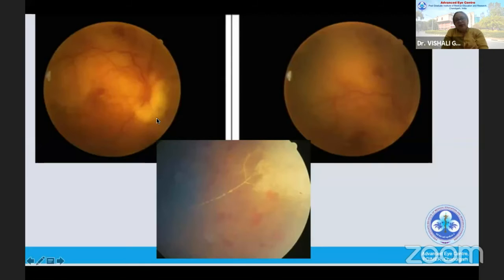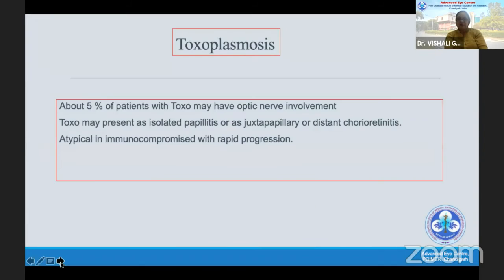So, anytime you see a disc which doesn't appear just simply swollen, you are seeing some whitish infiltrates, yellowish white, either involving the optic nerve or the adjacent retina, or there is a macular scar and you have vitreous cells associated with this, these are all the conditions where you would suspect infection to be there.